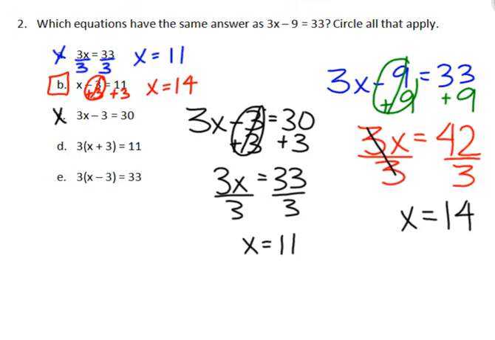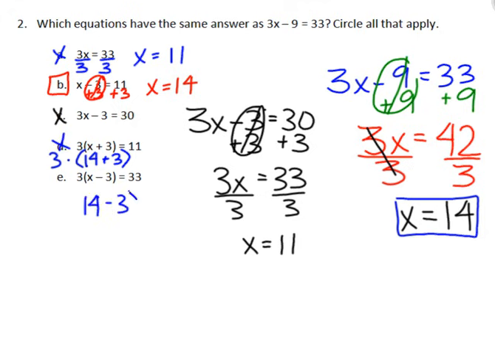Part D, I can go ahead. For this one, I'm going to just substitute in 14. If I do 14 plus 3, that's 17. And 17 times 3 is definitely not equal to 11, so that will not work. And then part E, 14 minus 3 is 11. And then when I do 3 times that amount, I get 33. So that one would work. This one's not equal to 11. Part E would work. So I would select that one.